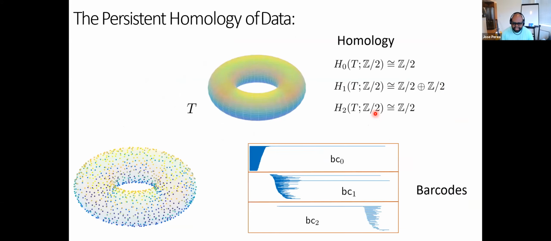The final example I'm going to show you before we jump into computer vision is the torus, our old friend, the torus. So again, I've recorded the homology here at the top right, just for you to remember it. And then what I did is I sampled the torus. I took a bunch of points, which you can see on the lower left. And then I did the same procedure I described.